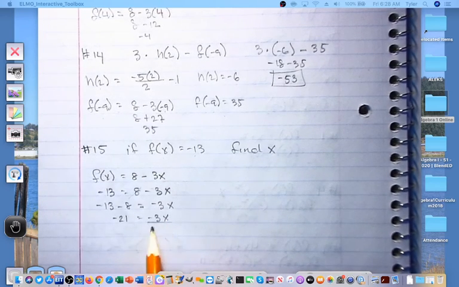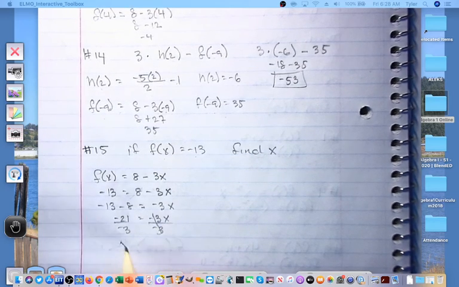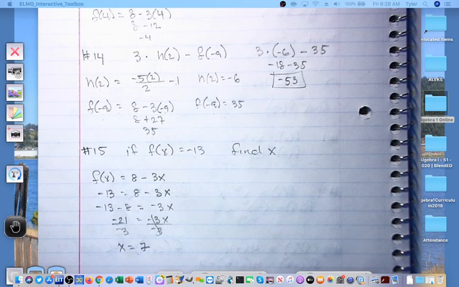I'm going to divide both sides by negative 3. This is going to tell me that x is equal to a positive 7. So I've discovered x.